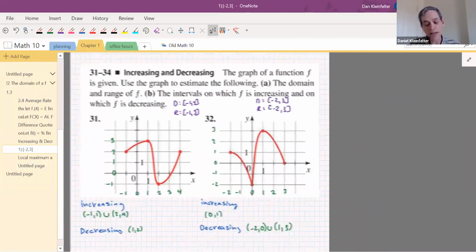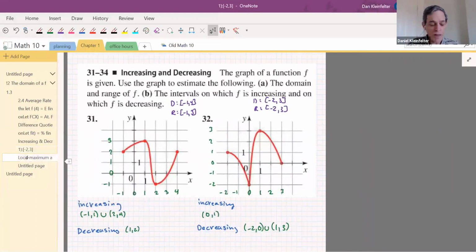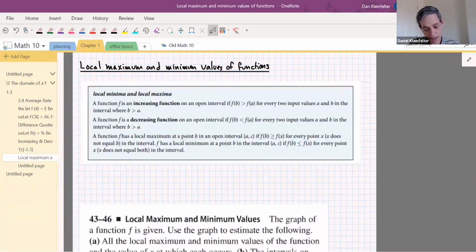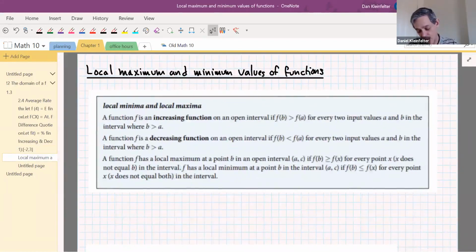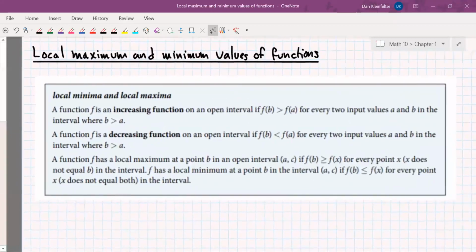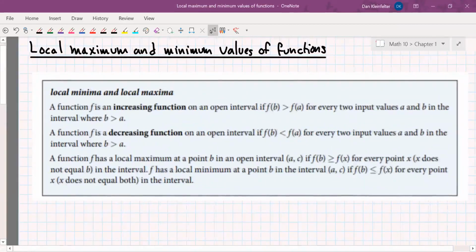All right, so that has been about increasing and decreasing. The next part has to do also with describing characteristics of graphs, and has to do with maximum and minimum values. So this part is from our textbook, so I wanted to include in here how our textbook describes increasing and decreasing. Instead of saying x1 and x2 for this, they say it's increasing if f of b is bigger than f of a, and b is bigger than a.